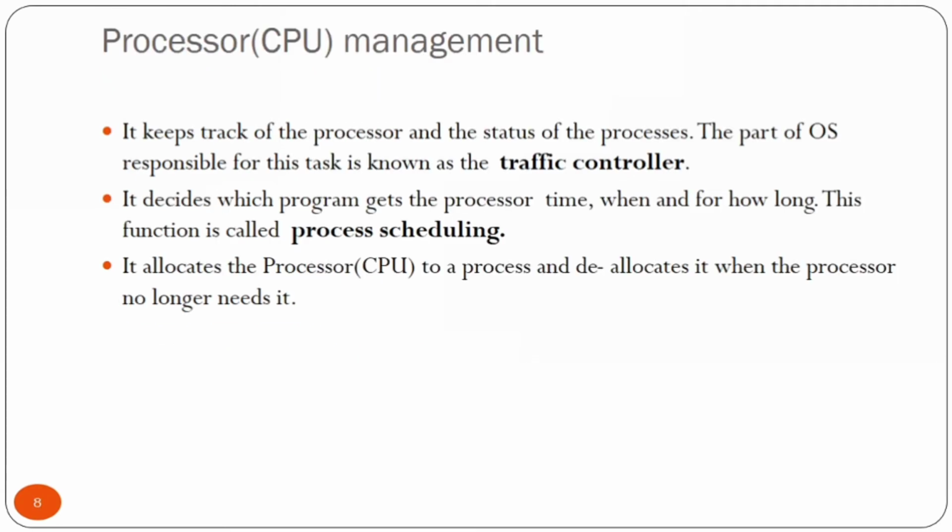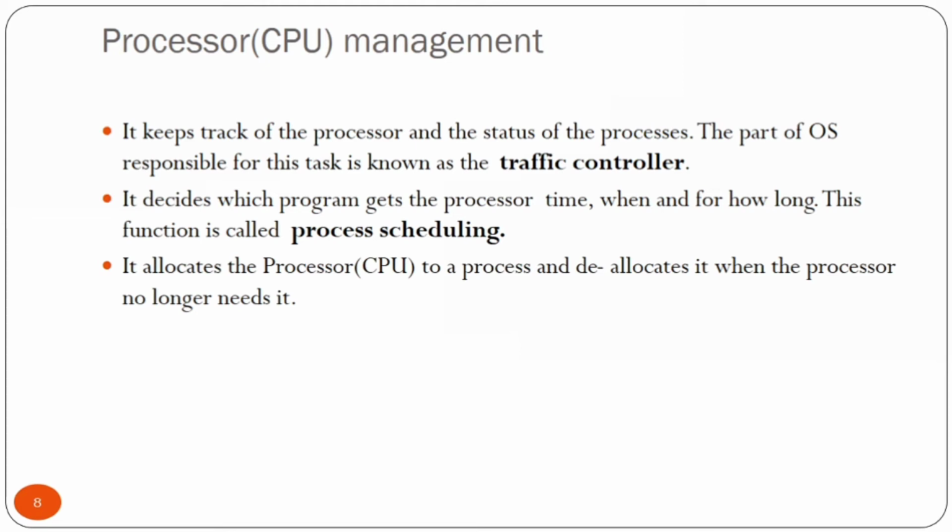So first of all, processor or CPU management. It keeps track of the processor and status of the processes. The part of operating system responsible for this task is known as traffic controller, as it keeps track of all the processes and processors. So that is why it is known as traffic controller. It decides which program gets processor time, when and for how long. This function is called process scheduling.